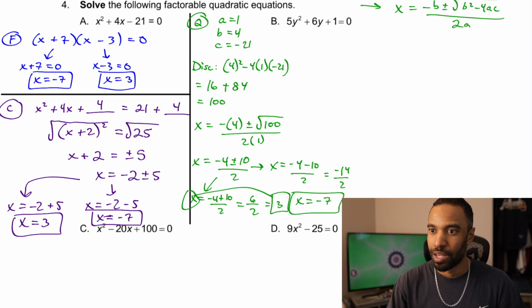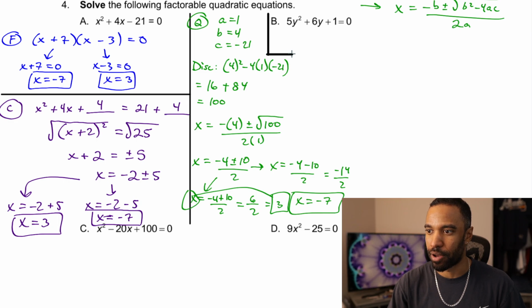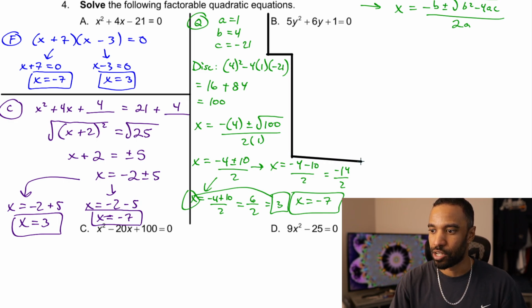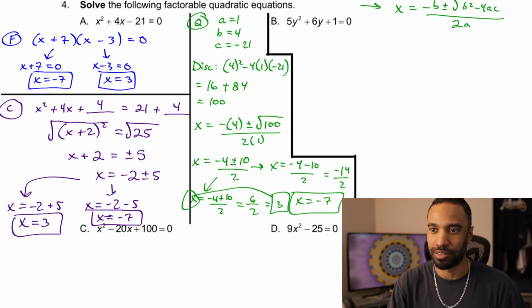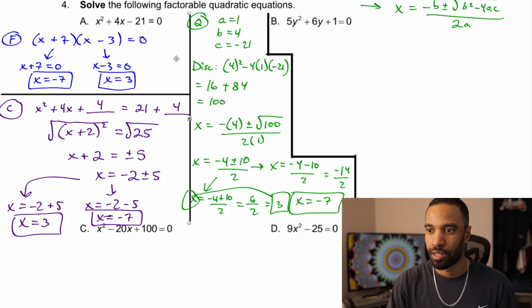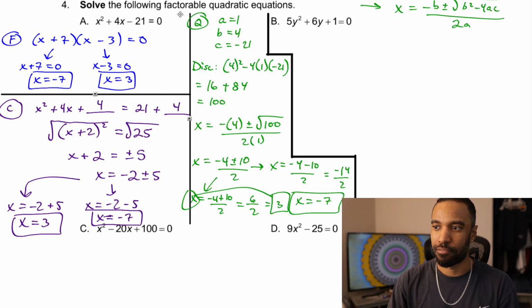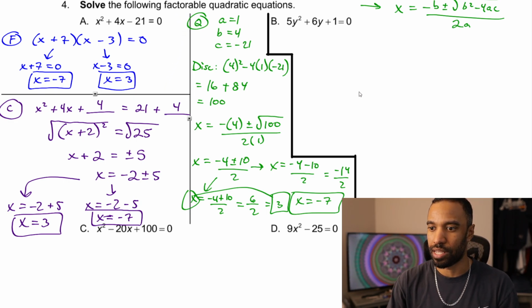All right, it's a lot of space used up there. Part B, thankfully, I'm probably only going to use 2 methods, not 3. I don't like using completing the square here on part B as I'm looking at it. It looks a little, you'll see what I mean. All right, part B, 5y squared plus 6y plus 1 equals 0.